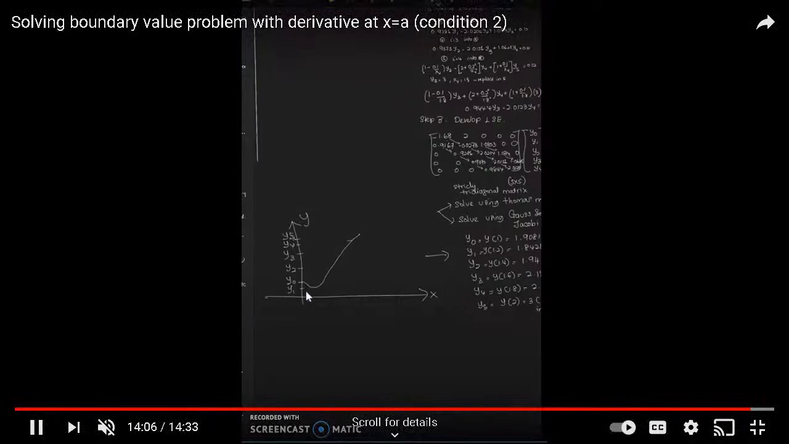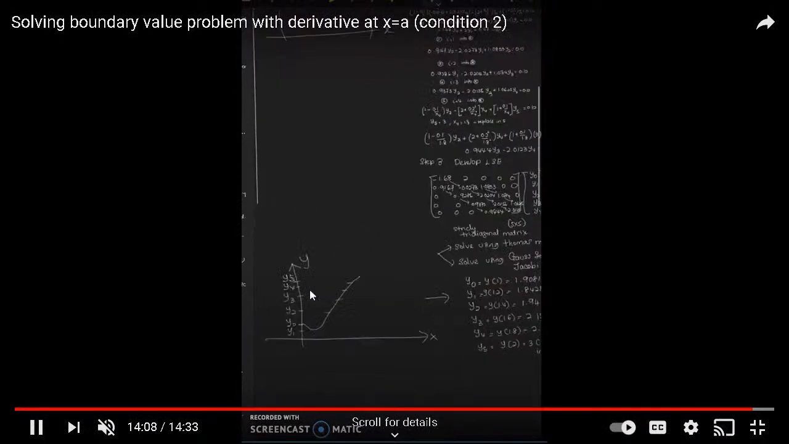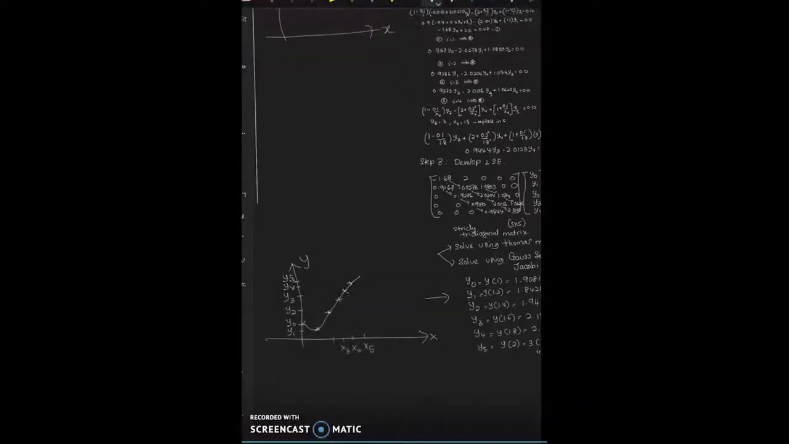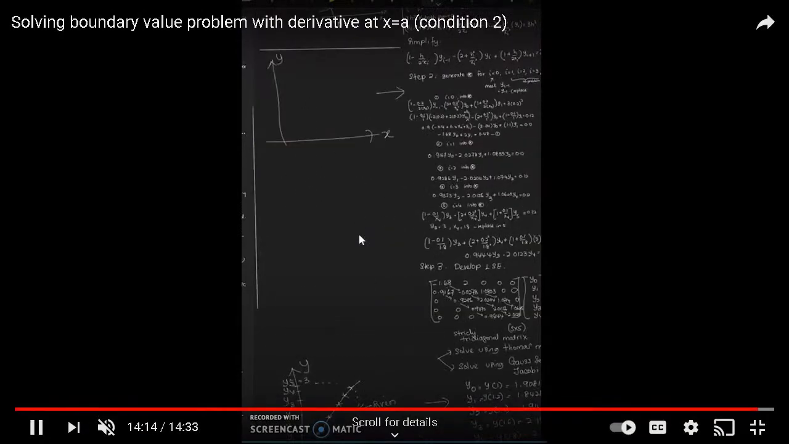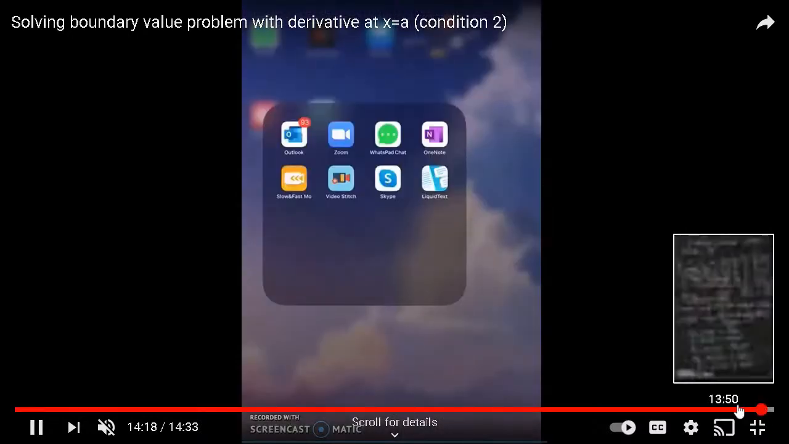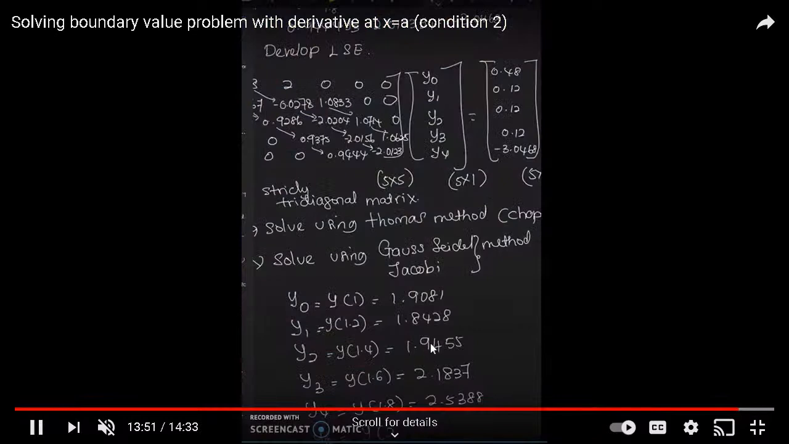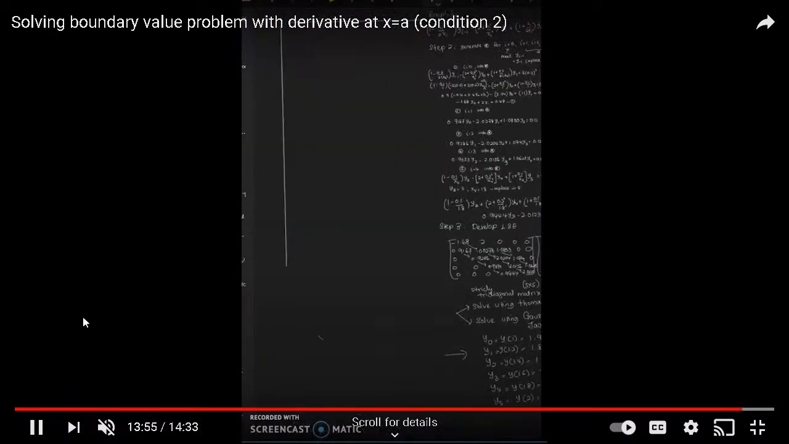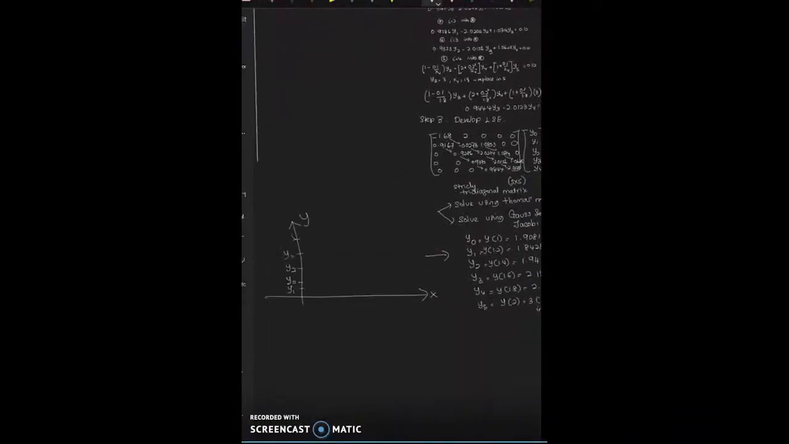Now they go down 1.9. And then go up to 1.8, 1.9, 2.1, all right, 2.0, all the graph is increased. So it shows that, okay, the temperature behavior is increasing, from 1.9 to 1.8, 1.9, 2.1, and then increasing.